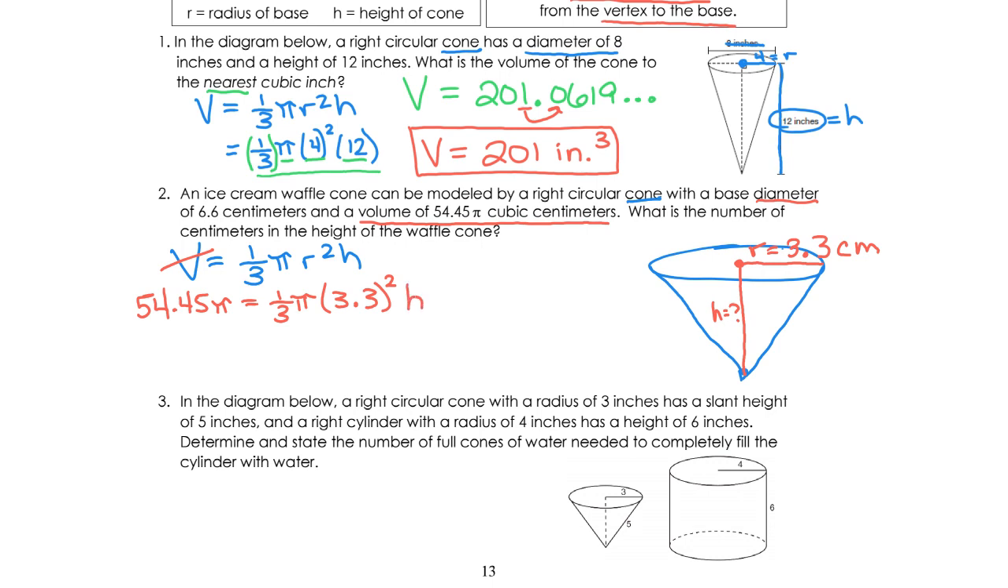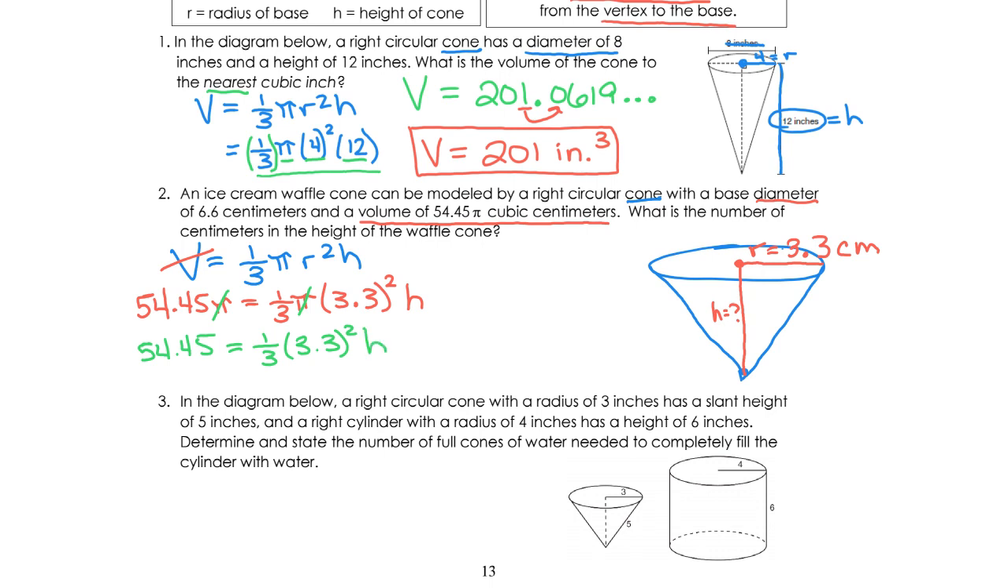Okay. Remember from the couple problems that we've done so far that when there's a pi on the left side and a pi on the right side of the equal sign, you're going to go ahead and cancel them, and write what's left over. 54.45 is left on the left-hand side. On the right-hand side, we have 1/3 times 3.3 squared times our height.